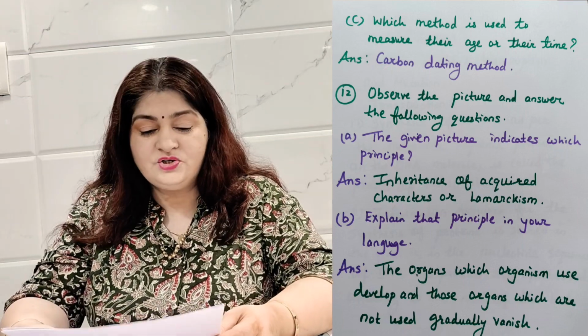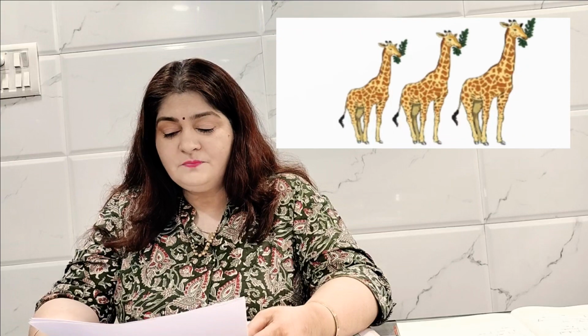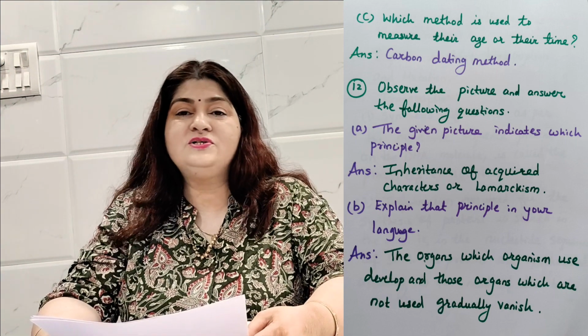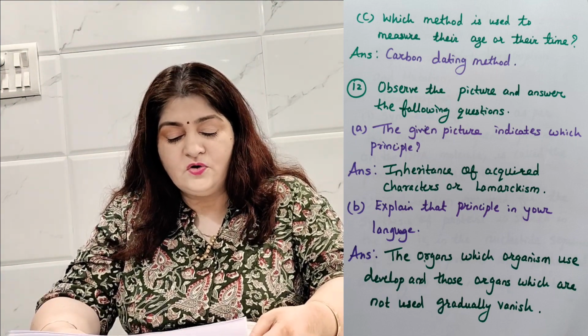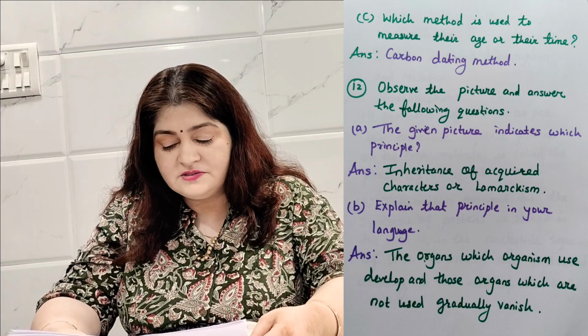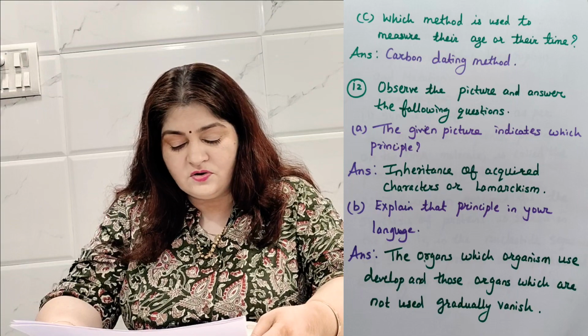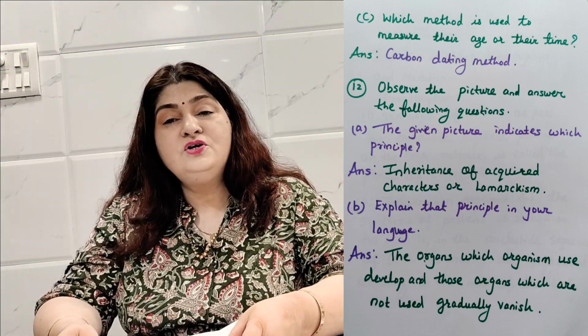Now the 12th question, observe the picture and answer the following question. The given picture indicates which principle? It indicates inheritance of acquired characters, which is called Lamarckism. Explain that principle in your own language. The organs which an organism uses develop, and those organs which are not used gradually vanish. This is the use and disuse of organ principle given by Lamarck.